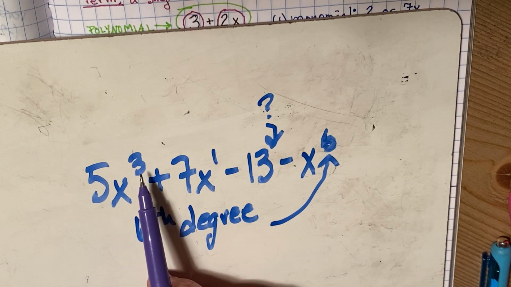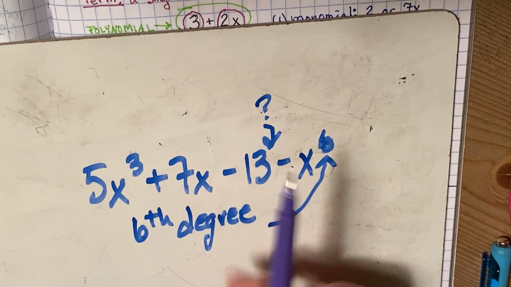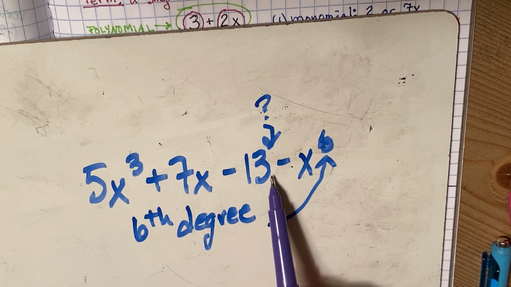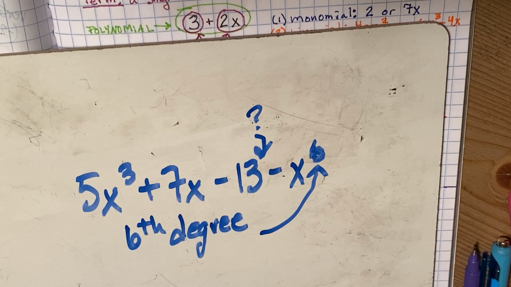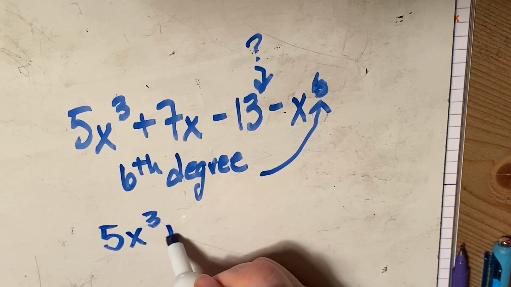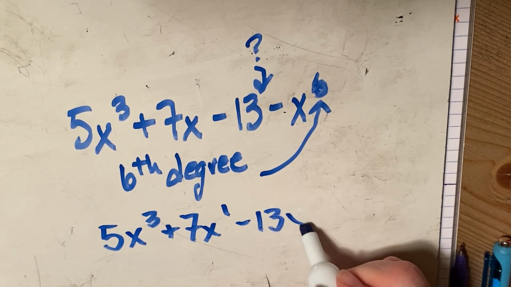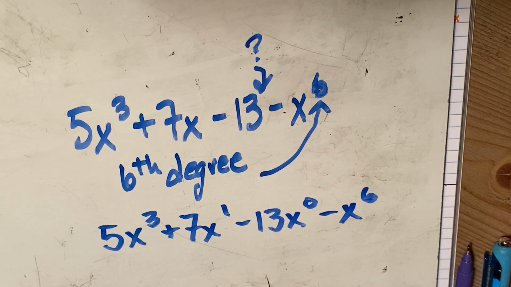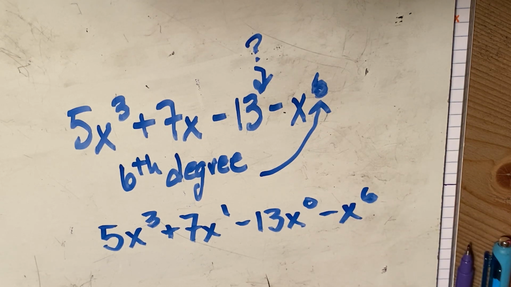We had 5x cubed plus 7x to the first. We may or may not have the 1 there. There's an x here, but because the x has a 0 power, we don't see it because it's just a 1. We can plug that in. We could rewrite this as 5x cubed, showing all the degrees, right? 7x to the first minus 13x to the 0 minus x to the 6th. We could do that. We could show all the degrees, and then we could see, oh, well, there's the 6.